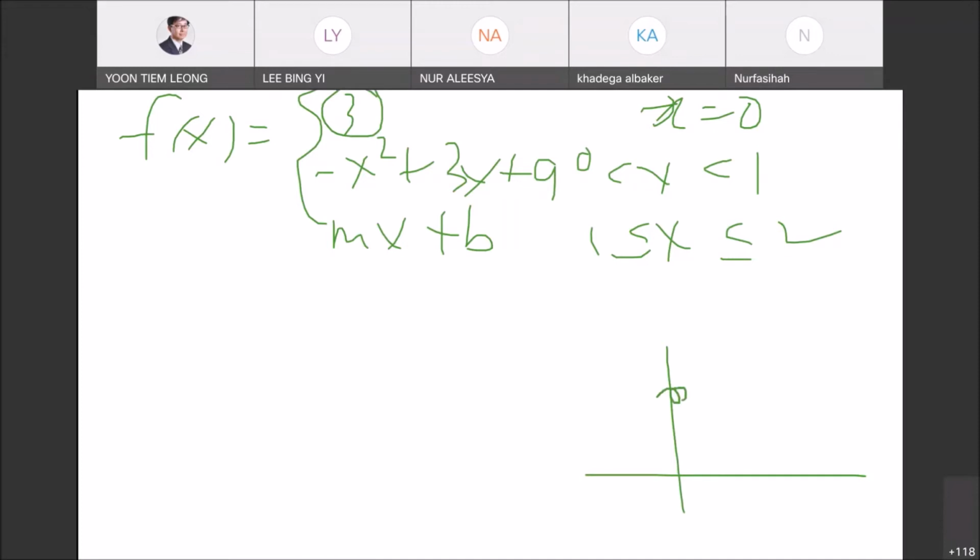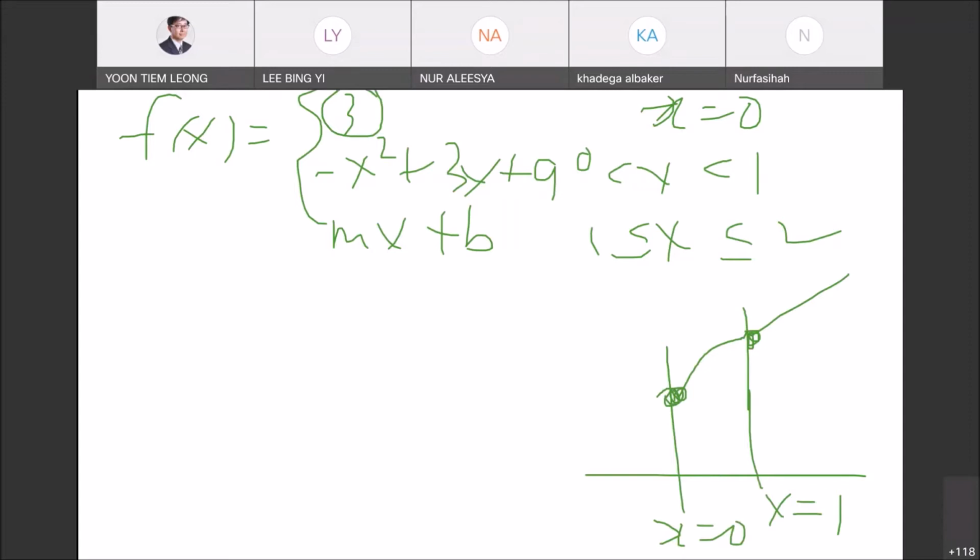This is a point here, and then it's a parabola somewhere here, and then it becomes a straight line afterwards. So at the point x equals 0, and the point x equals 1, the function has to be continuous, right?